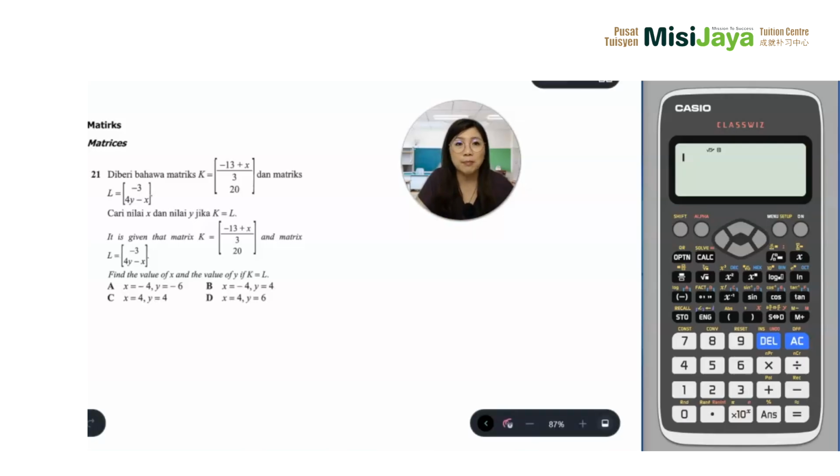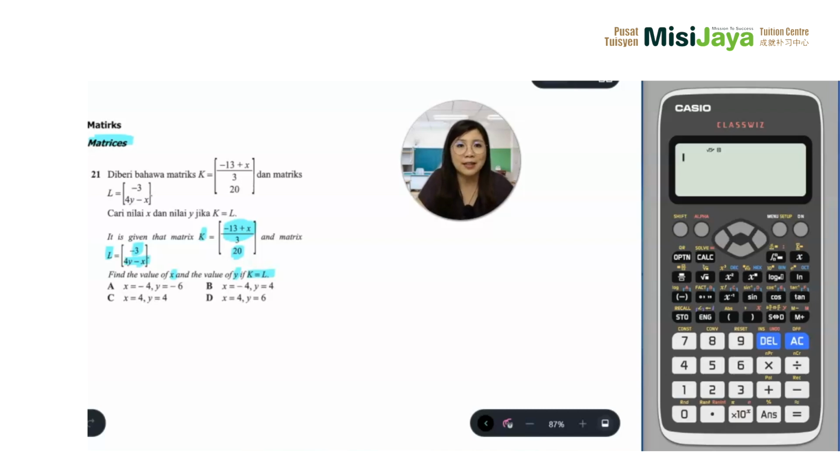Let's look at question number 21. This question is on matrices. Let's read the question. It is given that matrix K is, this is the first element, this is the second element, and matrix L is, this is the first element and this is the second element. Find the value of x and the value of y if K equals L.